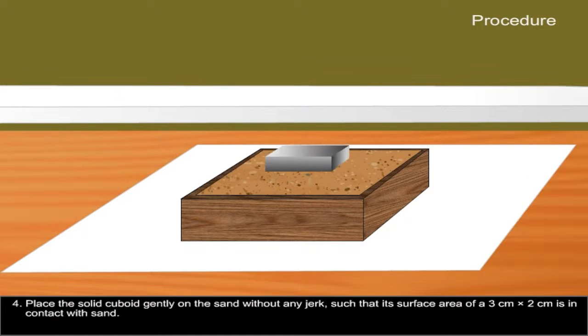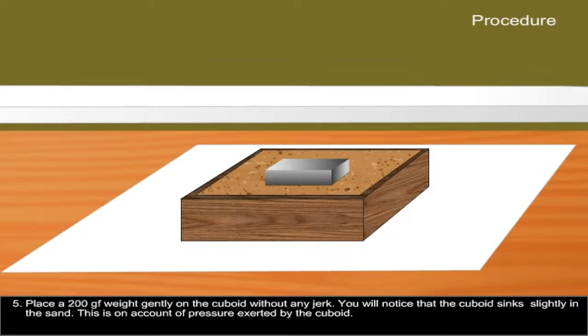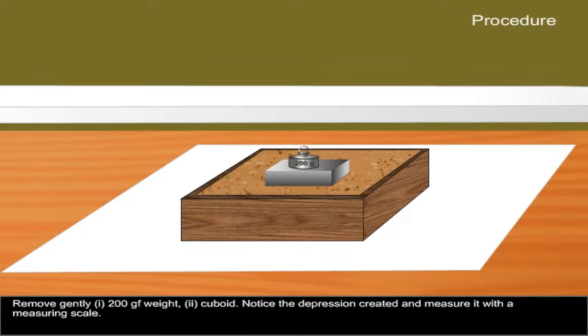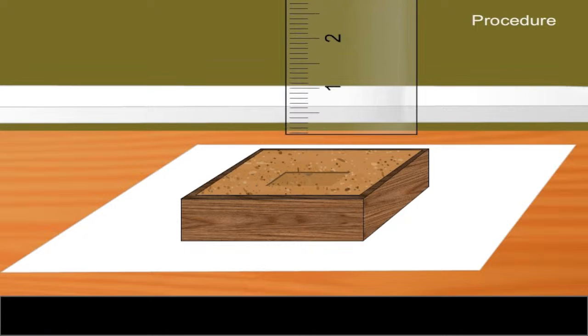Place the solid cuboid gently on the sand without any jerk, such that its surface area of 3 cm x 2 cm is in contact with sand. Place a 200 gram force weight gently on the cuboid without any jerk. You will notice that the cuboid sinks slightly in the sand. This is on account of pressure exerted by the cuboid. Remove gently 1. the 200 gram force weight, 2. the cuboid. Notice the depression created and measure it with the measuring scale.